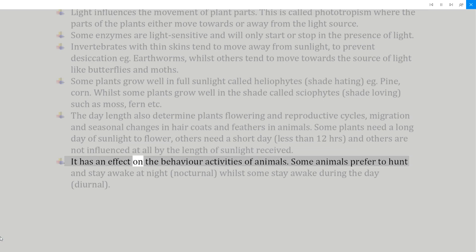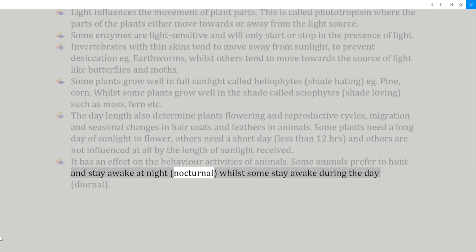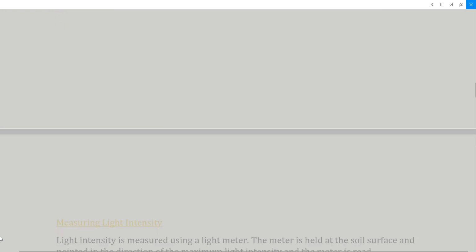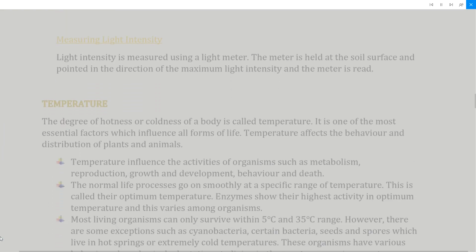It has an effect on the behavior activities of animals. Some animals prefer to hunt and stay awake at night, nocturnal, whilst some stay awake during the day, diurnal. Measuring light intensity. Light intensity is measured using a light meter. The meter is held at the soil surface and pointed in the direction of the maximum light intensity, and the meter is read.